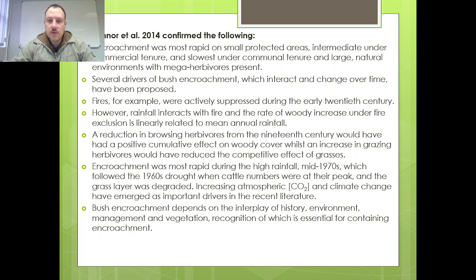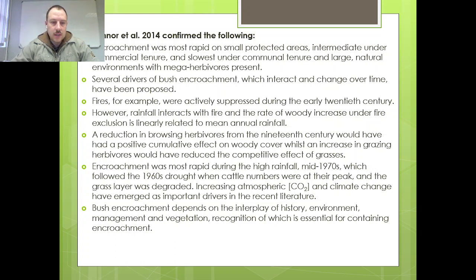Several drivers of bush encroachment which interact and change over time have been proposed. Fires, for example, were actively suppressed during the early 20th century. However, rainfall interacts with fire, and the rate of woody increase under fire exclusion is linearly related to mean annual rainfall. A reduction in browsing herbivores from the 19th century would have had a positive cumulative effect on woody cover, whilst an increase in grazing herbivores would have reduced the competitive effect of grasses.